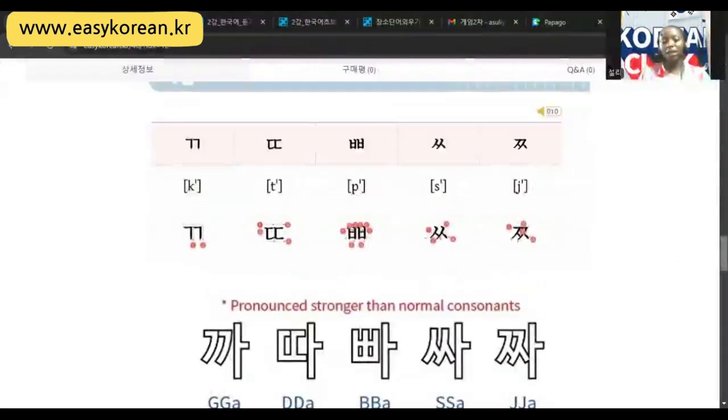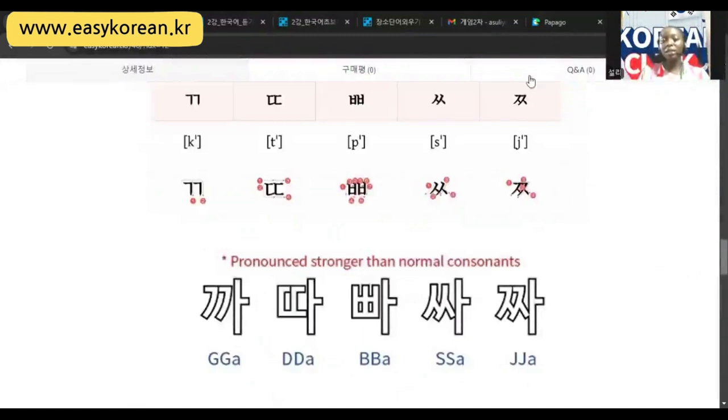Okay, as you can see here, 쌍기역, 쌍디귿, 쌍비읍, 쌍시옷, and 쌍지읒, the double consonants. The normal consonants are 기역, 디귿, 비읍, 시옷, and 지읒. If you want to pronounce them just like this, you say 가. The first one is 가. The second one is 다. The third one is 바. The fourth one, 사. And the last one, 자.